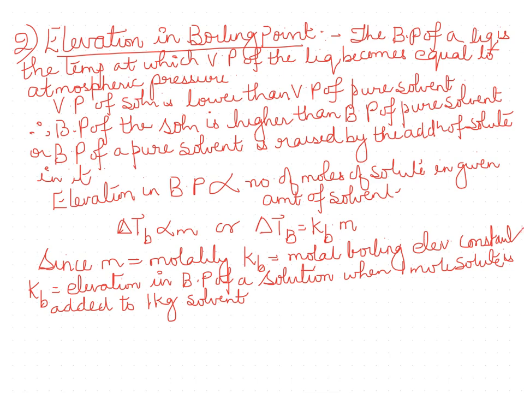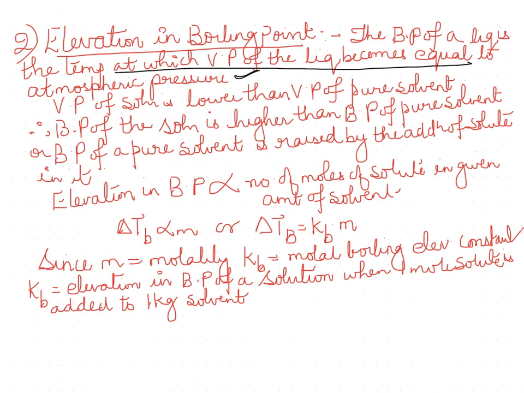Have you ever observed, when we are taking water and it is coming to boil, on the verge of boiling, if we add a little bit of sodium chloride or sugar or whatever solute into it, it takes time to boil. That means the boiling point gets raised, or elevated. So that is what we are going to study, elevation in boiling point of a solution on the addition of a solute. The boiling point of a liquid is the temperature at which the vapor pressure of the liquid becomes equal to atmospheric pressure.